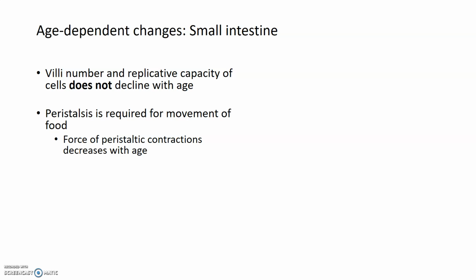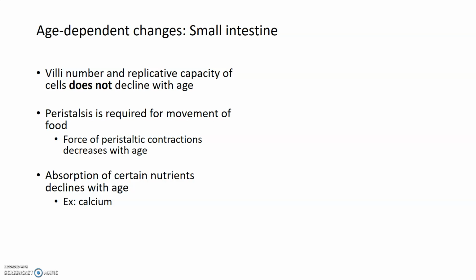But what does change in the small intestine is the force of what are known as peristaltic contractions, or the rhythmic contractions of the smooth muscle of the small intestine that basically squeeze food through it the same way you squeeze toothpaste out of a tube, right? There are rhythmic contractions, and these contractions can actually decrease in force with age, meaning that food can't move through as quickly and spends a longer time sitting in your small intestine than it would in a younger individual.